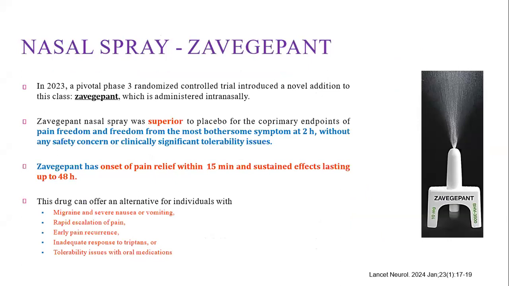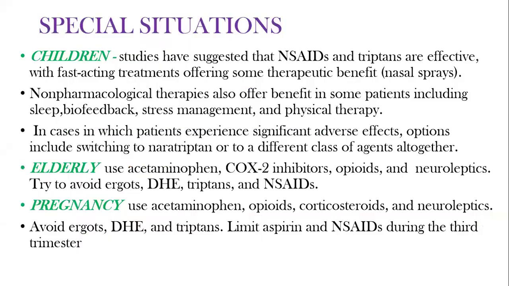And recent, as I told earlier, like zolmitriptan, zavegepant, this is also a CGRP antagonist. This is also used as a nasal spray. This has onset of action within 15 minutes and sustained relief up to 48 hours. These are the three newer drugs recently approved by the FDA. Still, it is not available in our market.